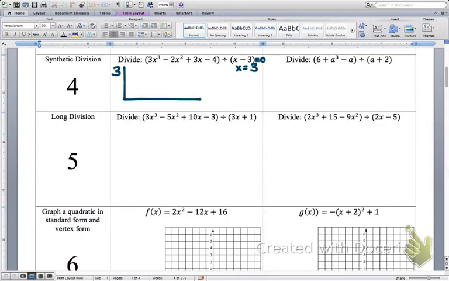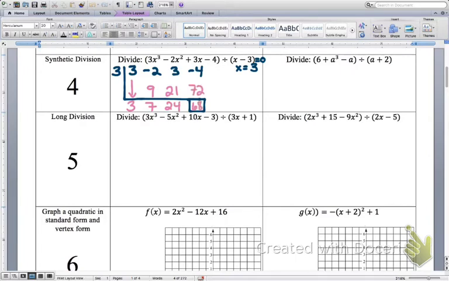The next thing we check for: do our exponents decrease in order, and do we need any placeholders? In this case, it goes x cubed, x squared, x to the first, and our constant, so we cover all our variables and it's in decreasing order, so we can write our coefficients as we see them. Go ahead and drop down our first term, multiply diagonally, and add vertically. Multiply diagonally, add vertically. Multiply diagonally one more time and add vertically.